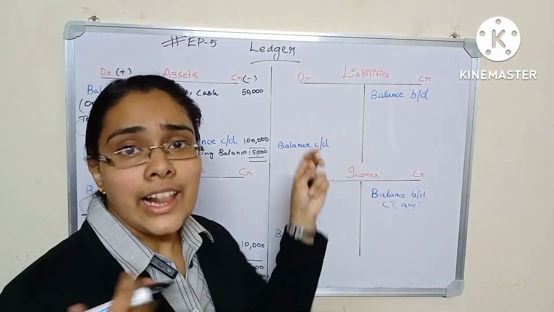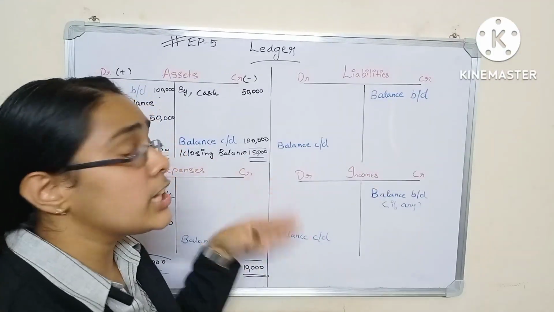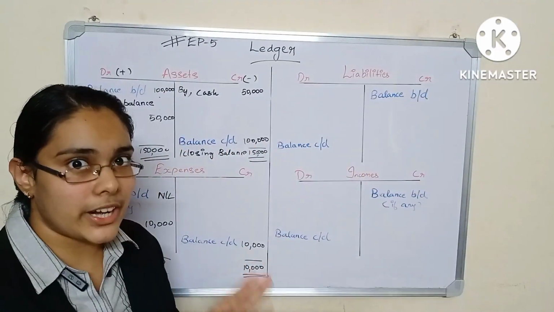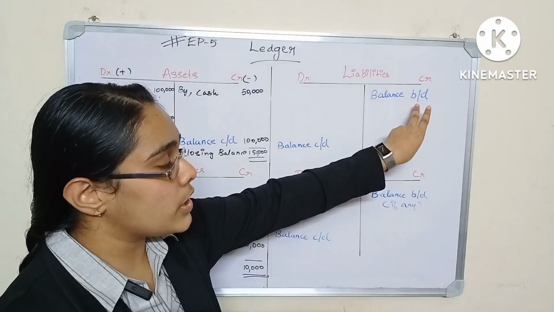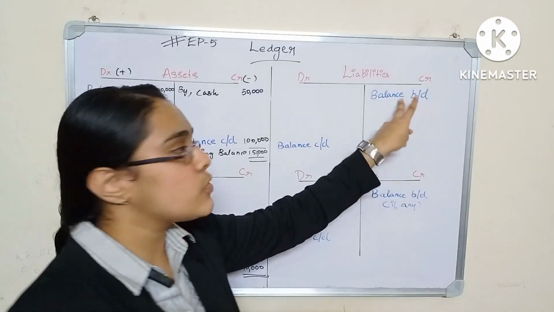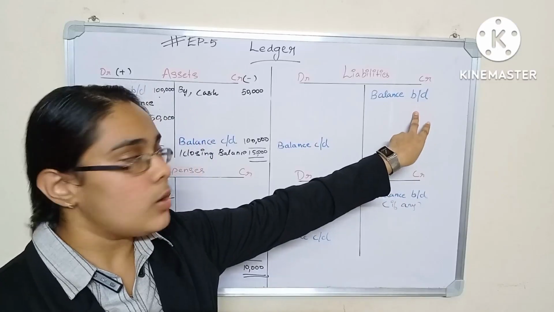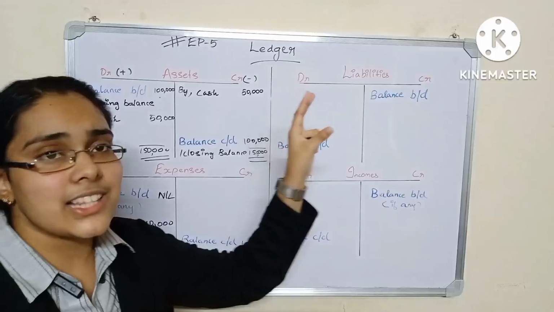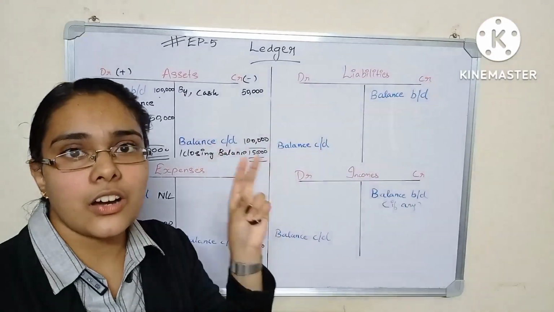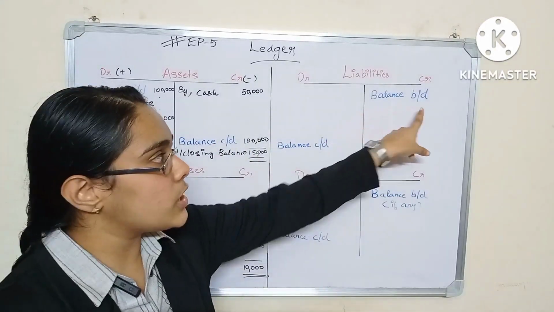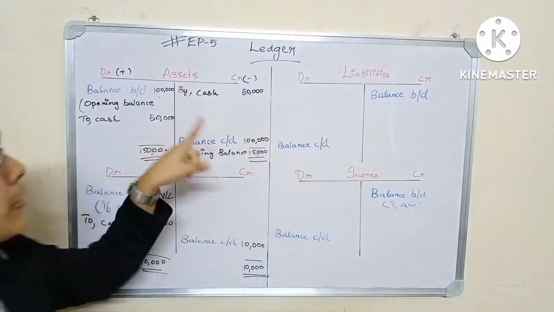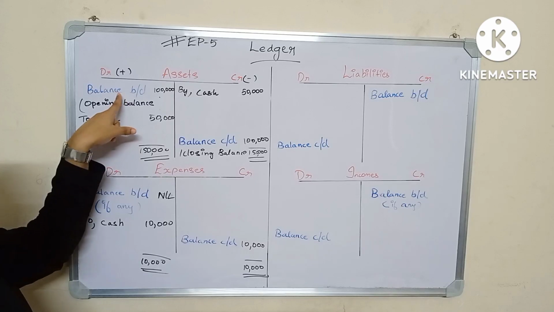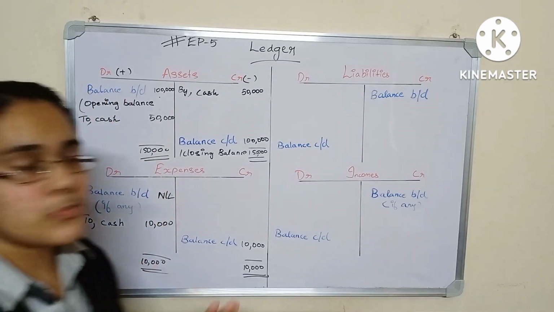Now let us look at the liability side. Liabilities including capital will have credit balance. So always credit balance. If it is having any opening balance, it will appear on the credit side. Whichever side these accounts have their balance, the opening balance appears only on that side. If it is having a credit balance, the opening balance will appear on the credit side, and if the account is having a debit balance, the opening balance will appear on the debit side. That should be kept in mind.